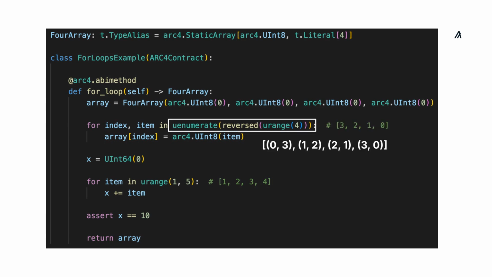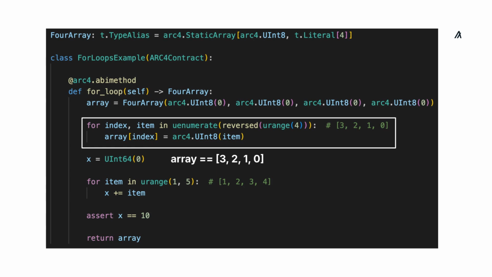Now uenumerate is useful for obtaining an indexed list. So you can get both the index and the item of a sequence. If you need both of those values while you're looping through the sequence with the for loop, you can use uenumerate. So here we're pulling out the index and the item. And what we're doing here is we're indexing into the array, which is the static array that we defined outside the for loop, and we're assigning the item that we pulled out from the sequence that we created inside the for loop. After this first for loop, the array variable should now contain a static array that goes from 3, 2, 1, 0.